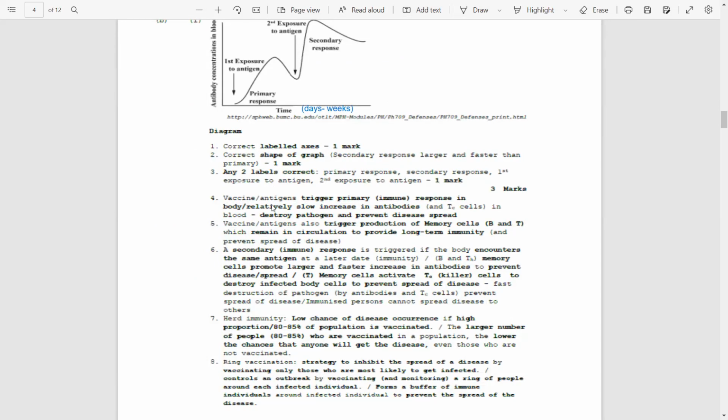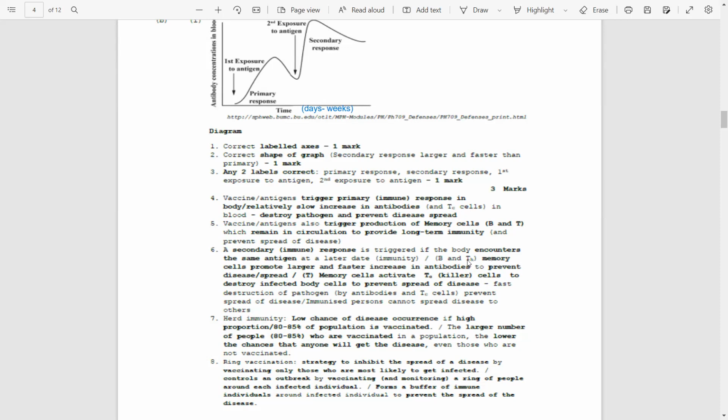So vaccines, where you give the antigen to trigger a primary immune response in the body, you'll have a relatively slow increase in antibodies in the blood that can destroy the pathogen and prevent disease from spreading. The antigens also trigger the production of memory cells, both B and T memory cells, which should remain in circulation to provide long-term immunity and to prevent the spread of the disease. The secondary immune response is triggered if the body encounters the same antigen at a later time. That's what is called immunity.